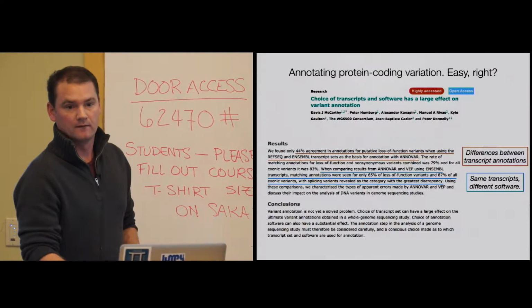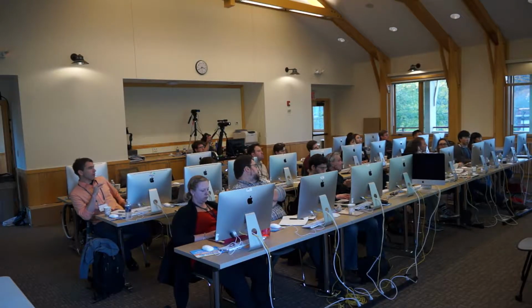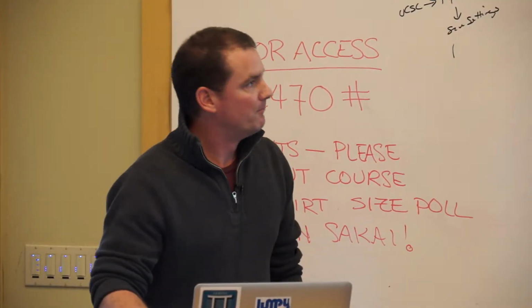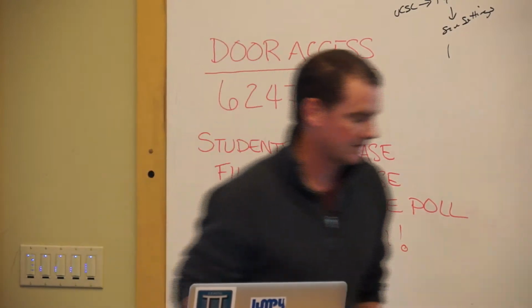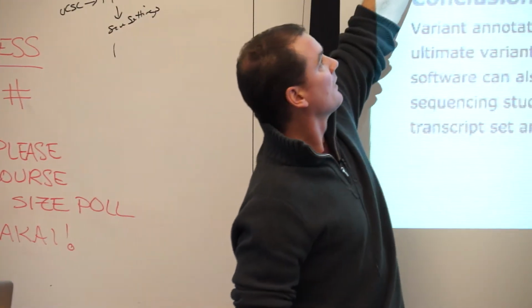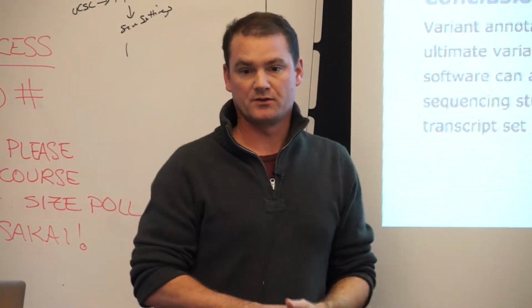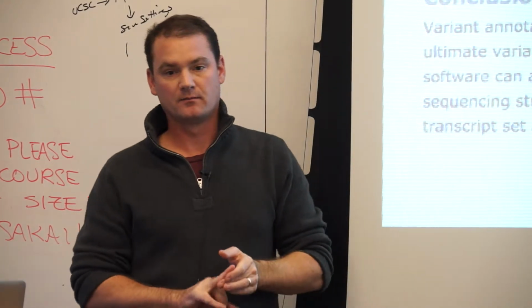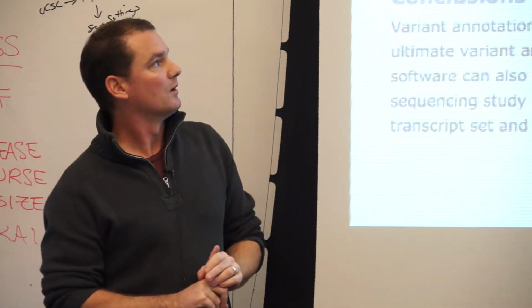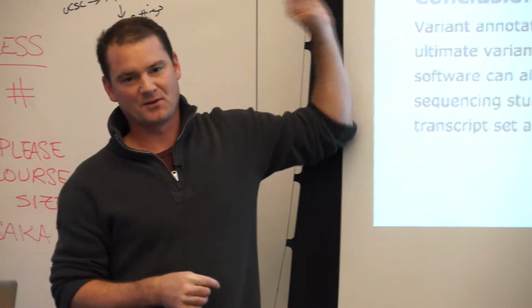Yeah? Can you give us an explanation for this? What is the shocking result? Yes. So the biggest difference is that RefSeq is a much more conservative set of transcripts than those produced by Ensembl. That's sort of the punchline of the paper.